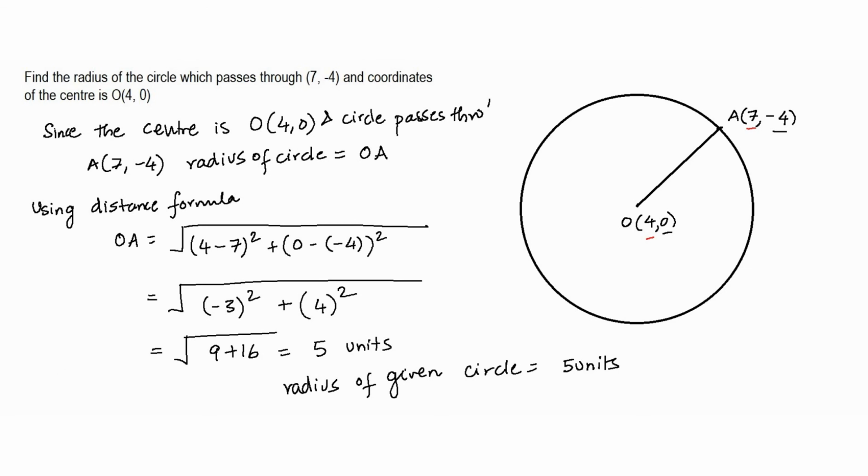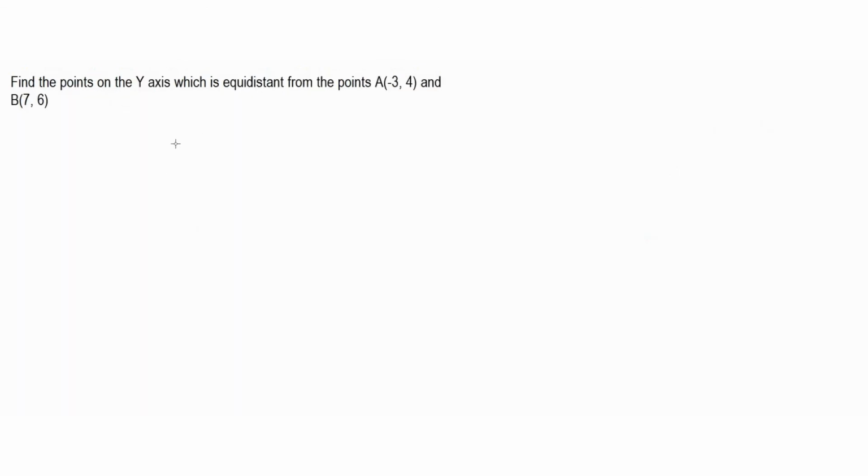Moving on to the next question. Find the points on the y-axis which is equidistant from A of -3, 4 and B of 7, 6.